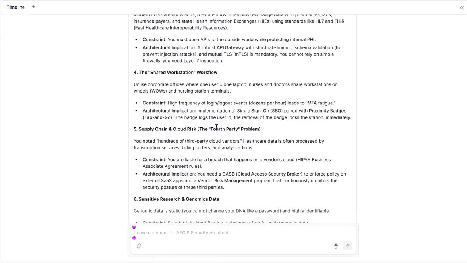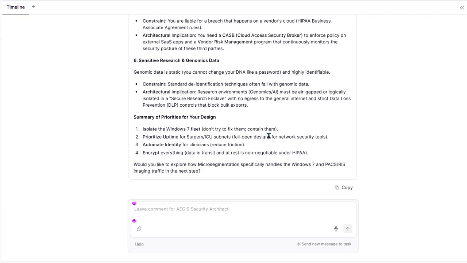The badge logs the user in. The removal of the badge locks the station immediately. The next one is supply chain and cloud risks. We're all familiar with supply chain and cloud risks. And the next one is sensitive research and genomics data.